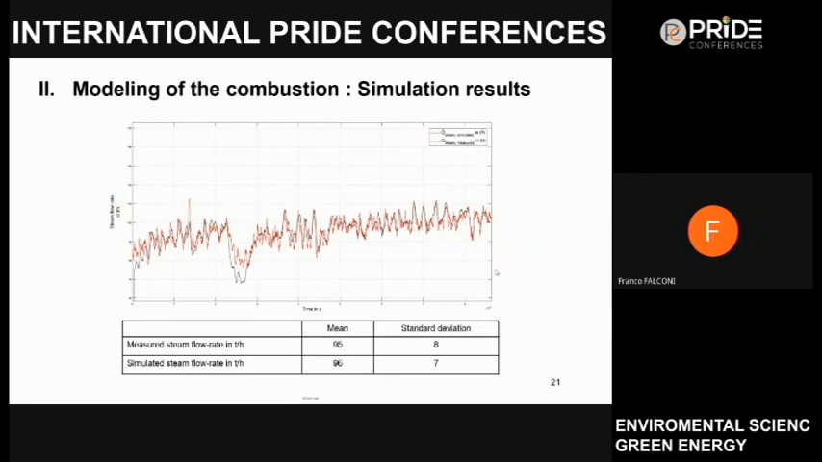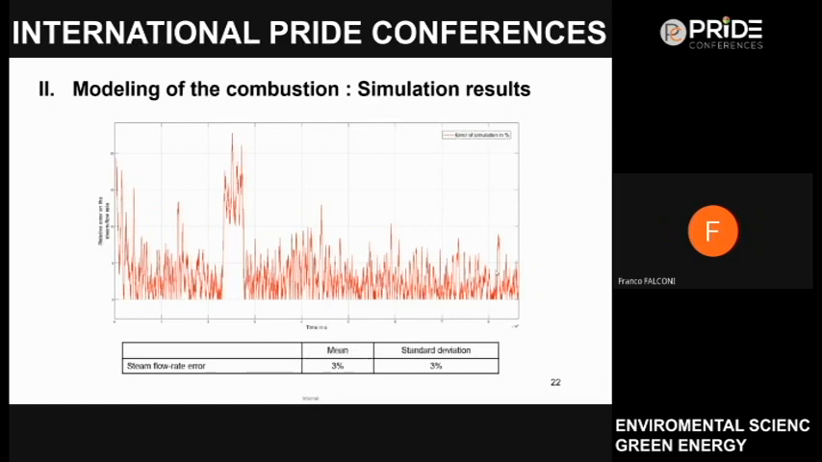And if we see the steam production, here we can also see that with the error we have a mean error of 3% with a standard deviation of 3%, which means that also here the process and the model have a very good, let's say, fit.